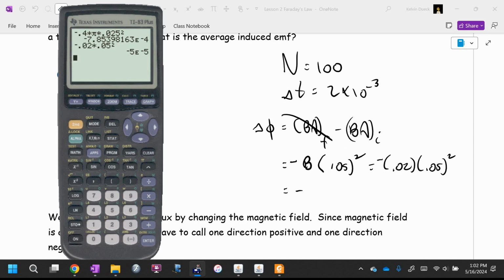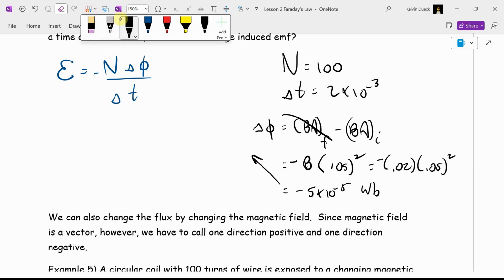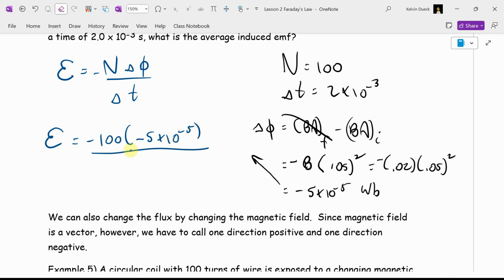I got negative 5 times 10 to the negative 5. Is that right? Units, Webers. And I can walk that over to here. It's going to be negative 100, negative 5 times 10 to the negative 5, divided by 2 times 10 to the negative 3.